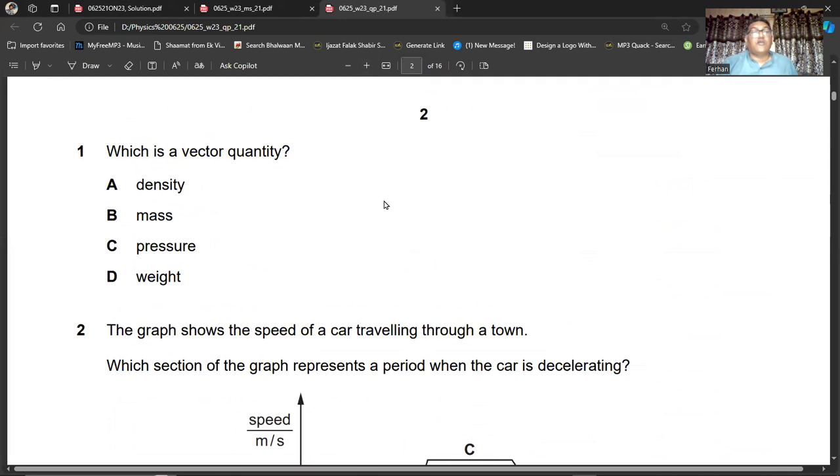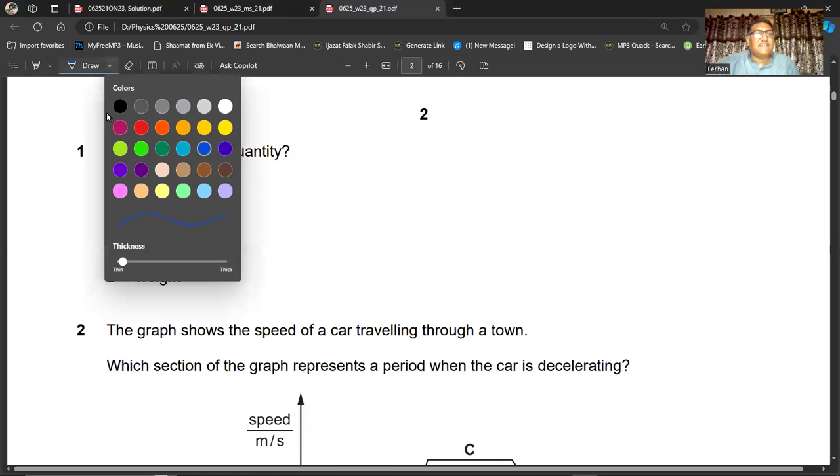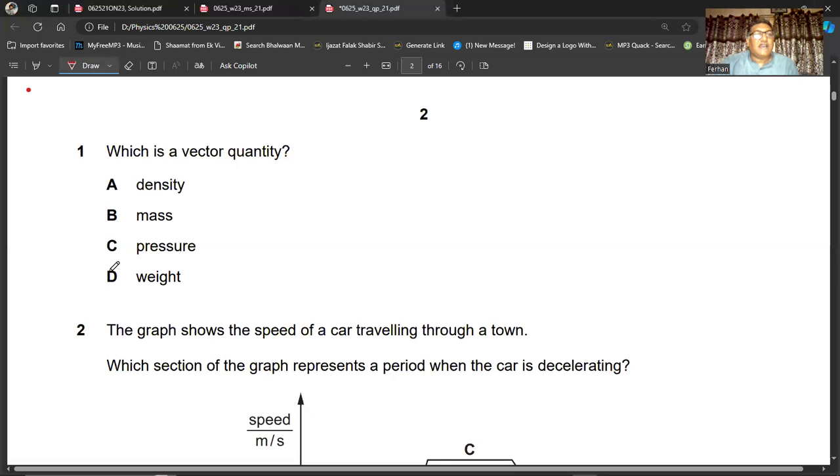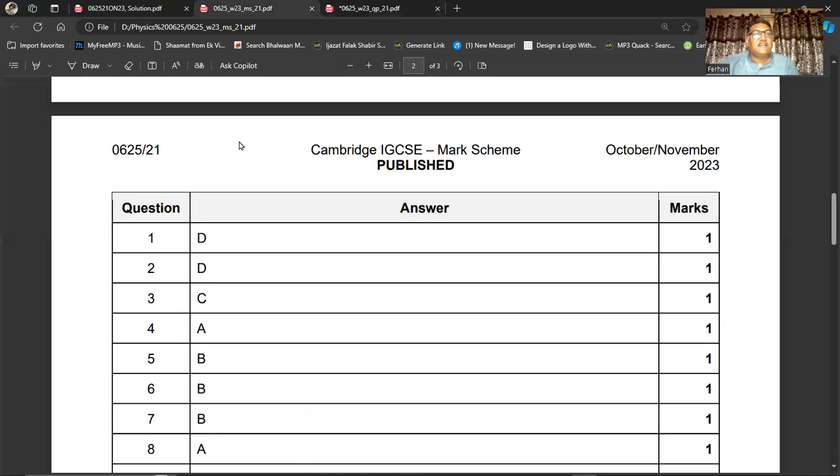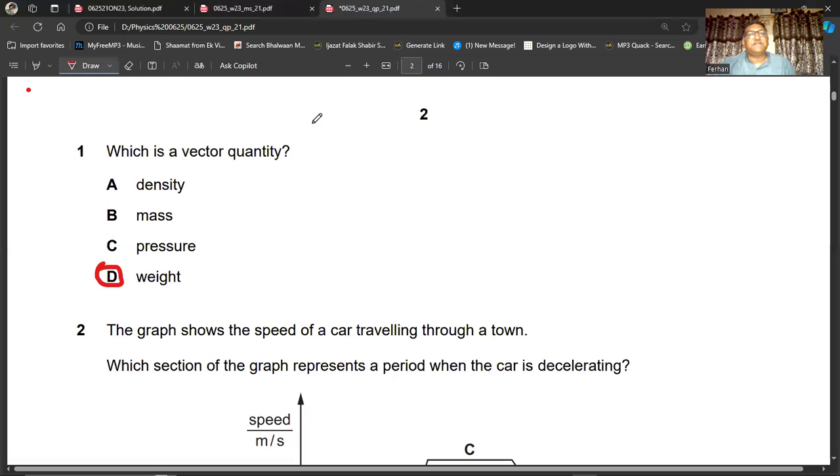Which is a vector quantity? Density is a scalar quantity. Mass is a scalar quantity. Pressure is a scalar quantity. Weight has direction. It is always towards the center of the earth, if we are talking about the weight on earth. So I think D is the best choice here. So let's check. D is the right answer, sir.